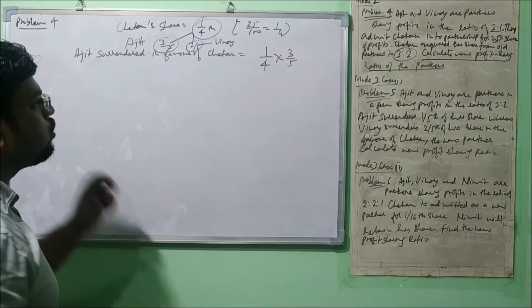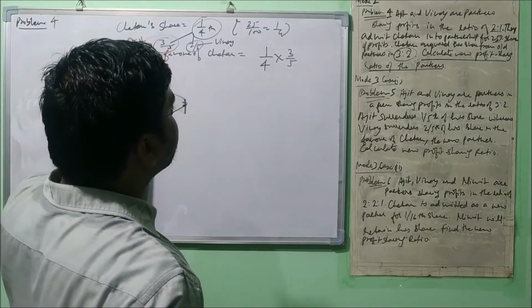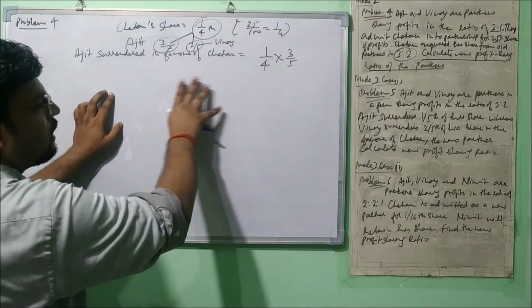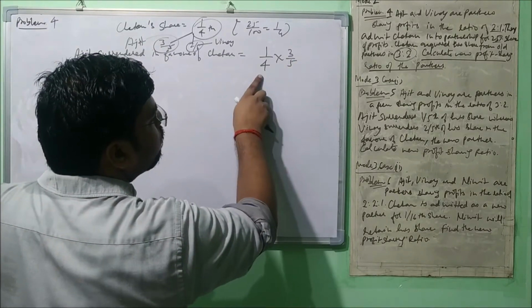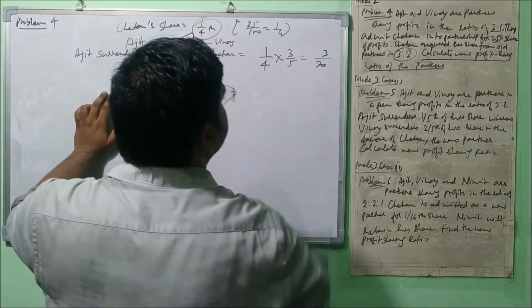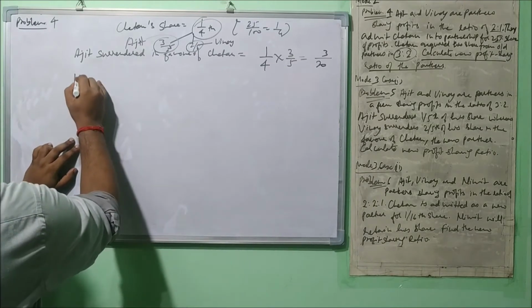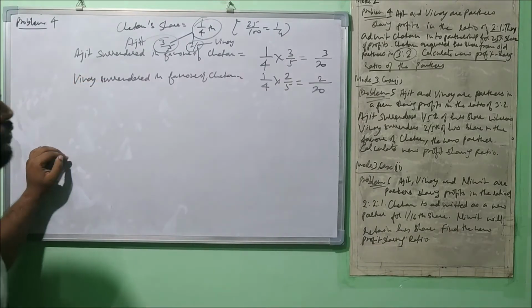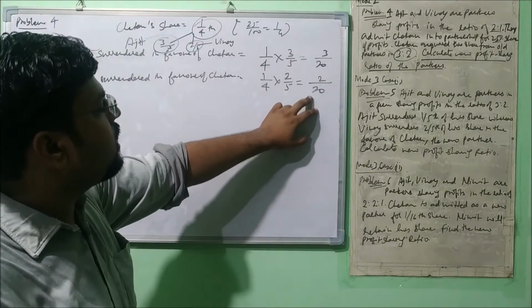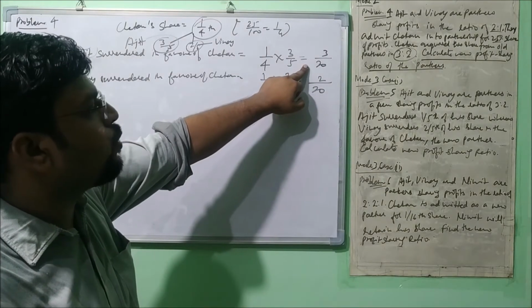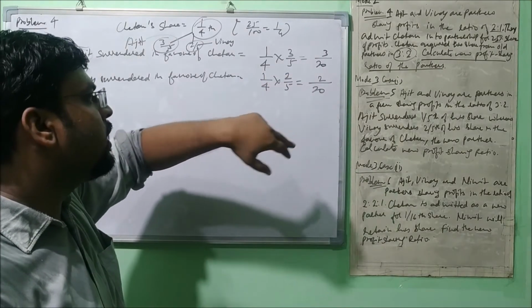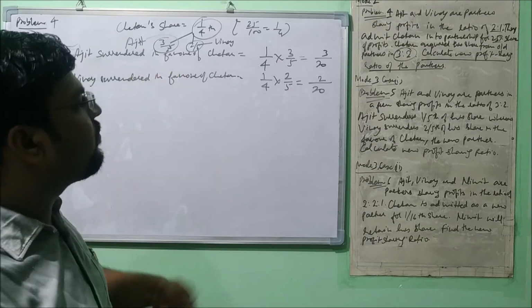So this portion he will be getting from Ajit. So Ajit surrenders how much? 3/5 of 1/4. Let's calculate it. That is 3 by 20. Now the same situation is there for Vinay. So Vinay surrenders 2 by 20 and Ajit surrenders 3 by 20. Now let's calculate the new share of these two after surrendering.